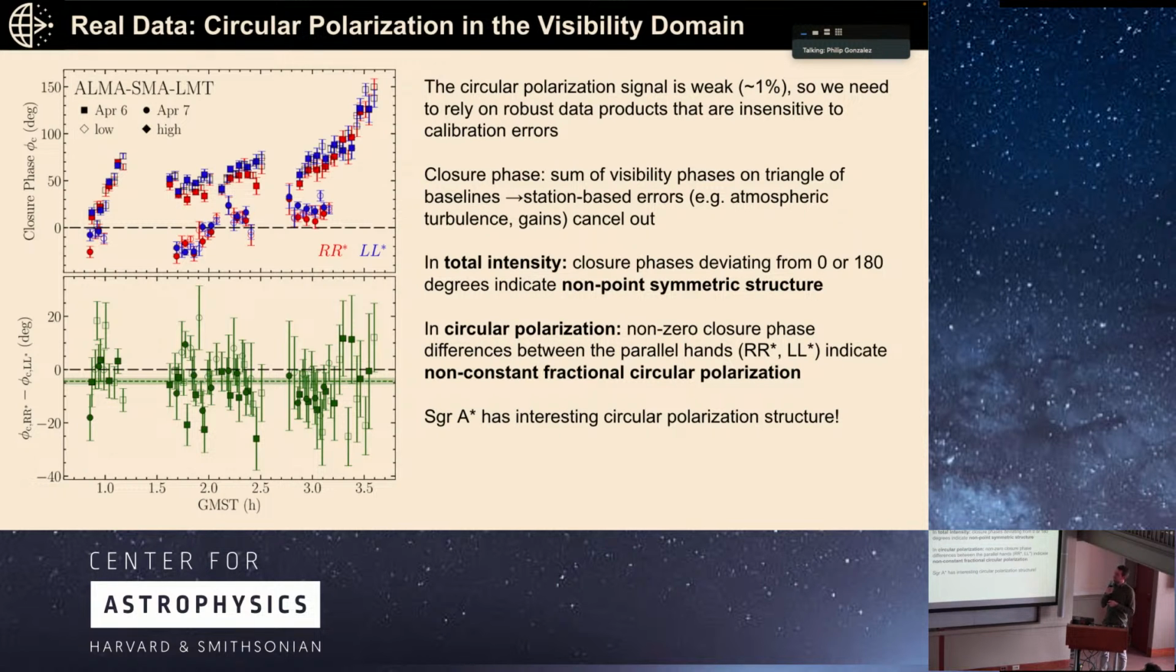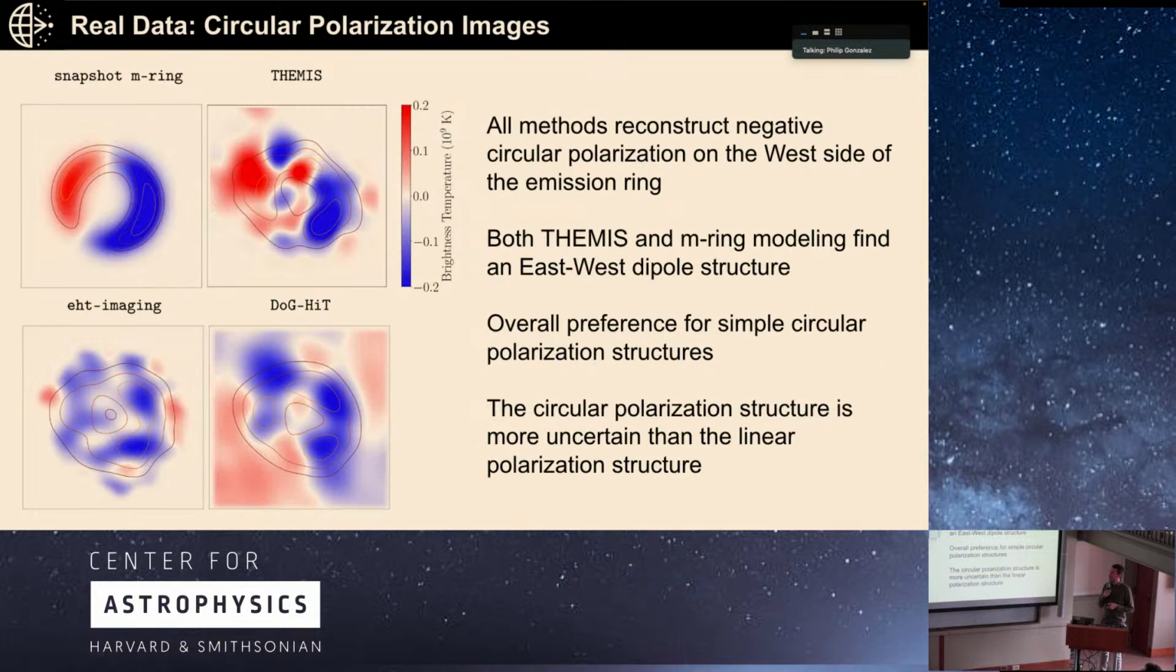And we see indeed for the EHT data, this is an example for one of our baseline triangles from ALMA in Chile to the SMA in Hawaii to the LMT in Mexico. And we see that there are significant differences between these right-right and left-left closure phases. The differences are plotted here. So this is proof that indeed we have detected a circular polarization structure on scales of the event horizon for Sagittarius A star. So let's have a look at how our imaging methods do on circular polarization.